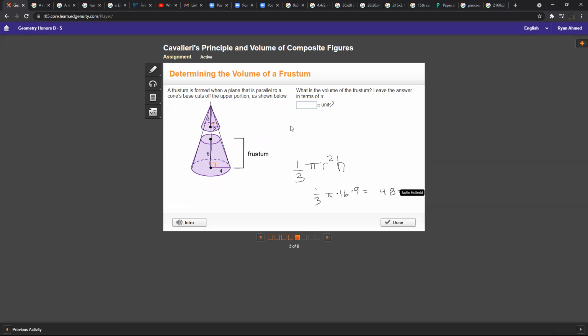So if we simplify this, we get 48 pi. So 48 pi is going to be our total volume, but now we're not quite finished yet. We have to subtract the volume of only the top part of the cone. So I want to see if you can find the total volume of this part of the cone, and then we'll subtract that from the total. See if you can find this volume right here of only the top.